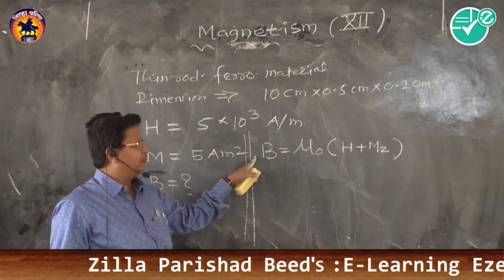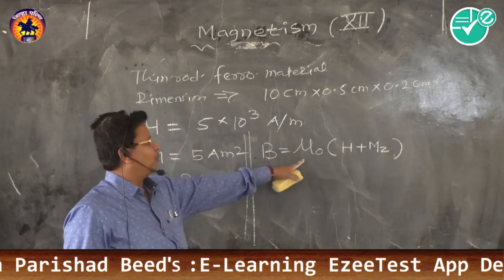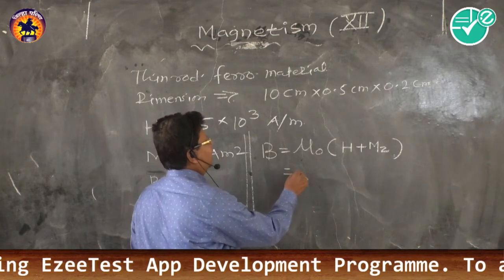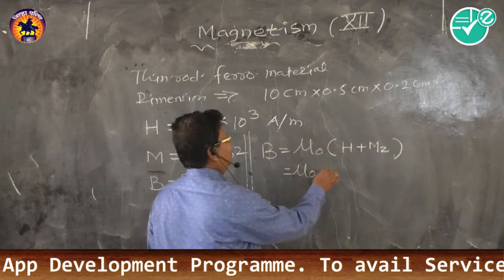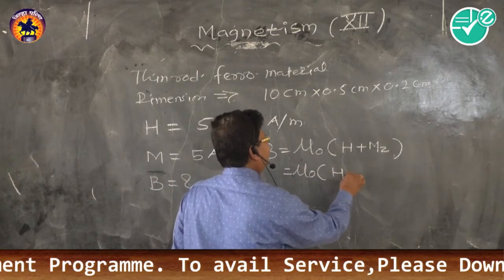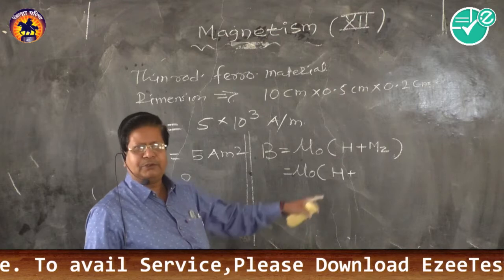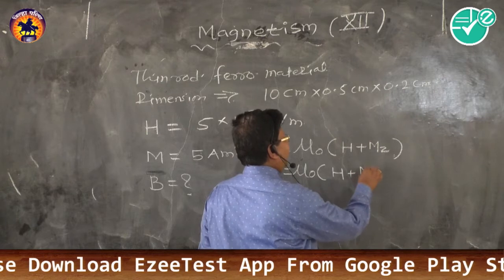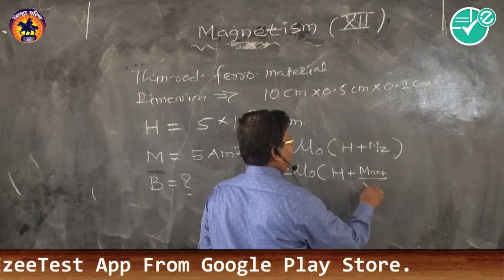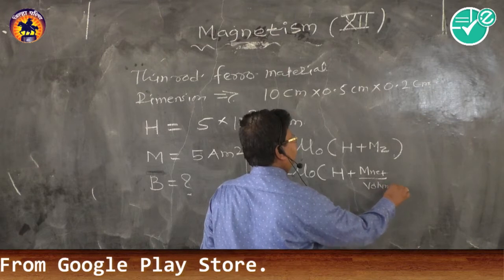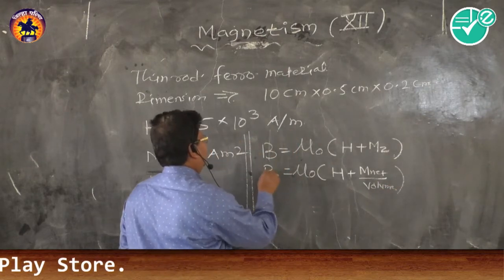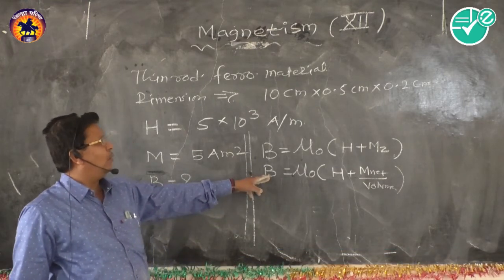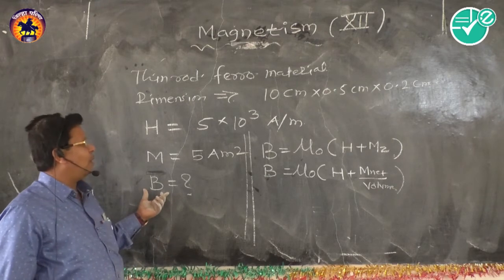Today we have studied this equation. So B is equal to mu 0 in bracket H plus M, where M is the magnetization, and this magnetization can be written as net magnetic dipole moment divided by the volume. So now, by using this formula, we are going to find the value of B.